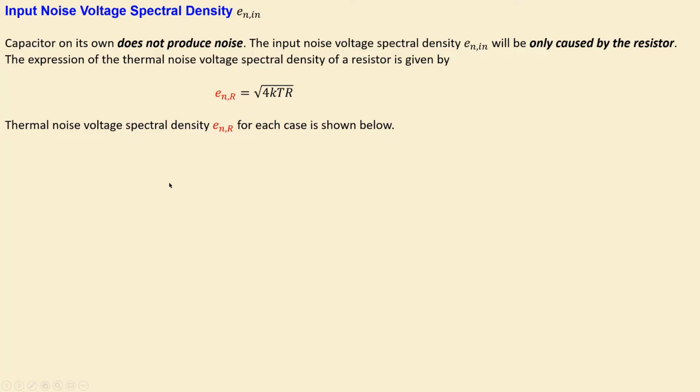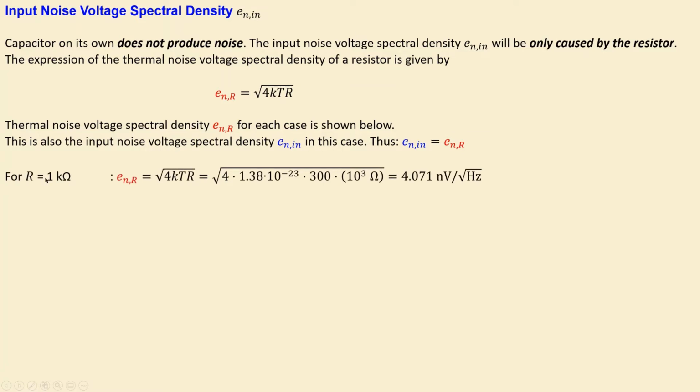And if I now look at the thermal noise voltage spectral density of the resistor for each case, that can be shown below. But if I look at the input, which is of course not the output, I have only the effect of the resistor. So the input noise voltage spectral density in this case is the thermal noise generated by your resistor only. So let's start with the resistor of 1 kilo ohm. I can use this formula for my thermal noise spectral density, and I just substitute the values. For the resistor of 1000 ohms, I will have this value for my input noise spectral density, which is 4.071 nanovolts per root hertz.